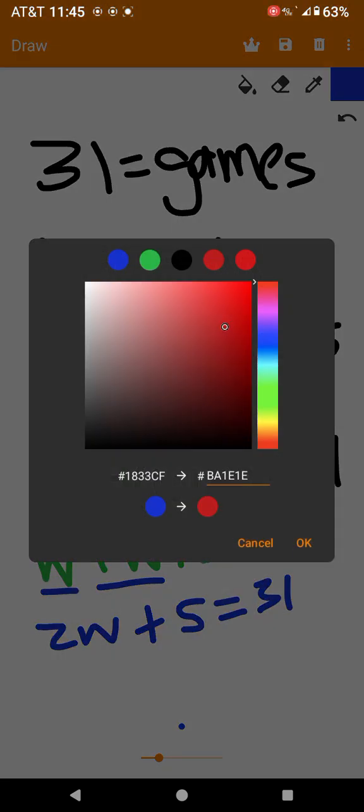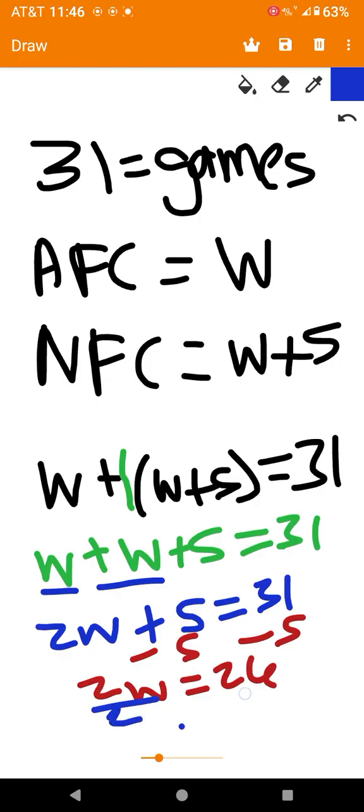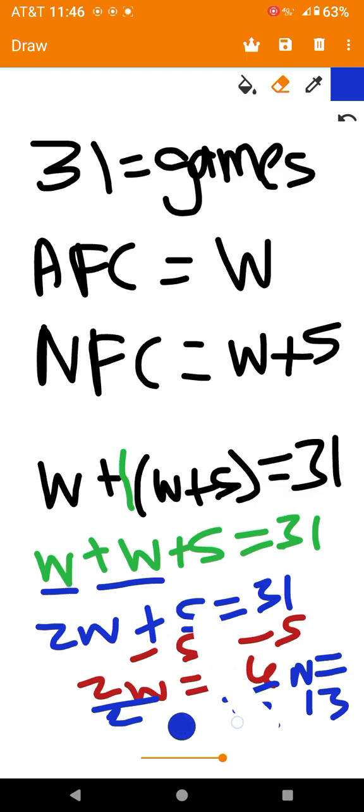Then we subtract 5, and we're left with 2W equals 26. Divide by 2, and we're left with W equals 13. So W equals 13.